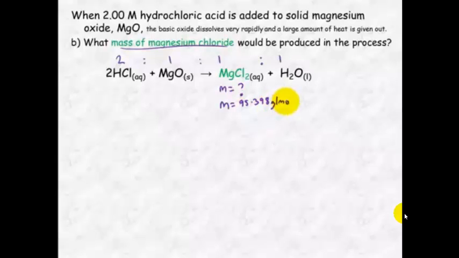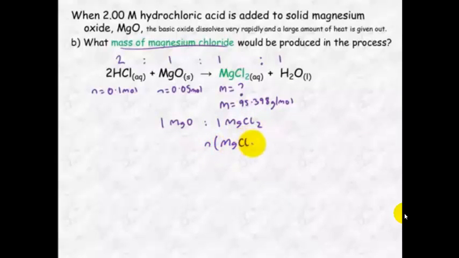Big M equals 95.398 grams per mole. Now, you've done the hard work in the previous question already. You've worked out that the number of moles of hydrochloric acid is 0.1 mole and the number of moles of magnesium oxide is 0.05 mole. You could use either of these to work it out, but I think it's much easier because this is a 1-to-1 ratio, so use your answer here. You can see straight away that 1 MgO will make 1 MgCl2. It's a 1-to-1 ratio, so you know that the number of moles of MgCl2 will equal 0.05 mole. And then all you have to do is work out the mass.